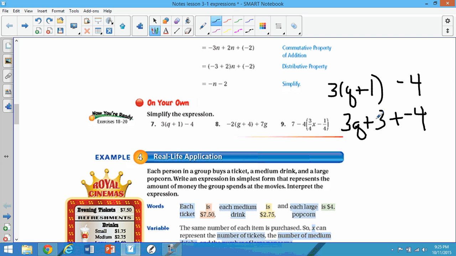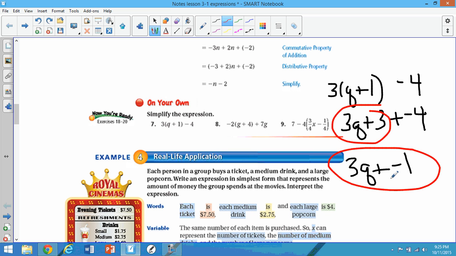Okay, now my like terms, I only have 1q, so it's 3q, and then I have positive 3 and a negative 4. So when I add those together, I'm going to get a negative 1. 3q plus negative 1. So I showed the distributive step. You have to do this. You have to show me that, and then you have to combine your like terms. And if you need to commute your order, you should do that too.